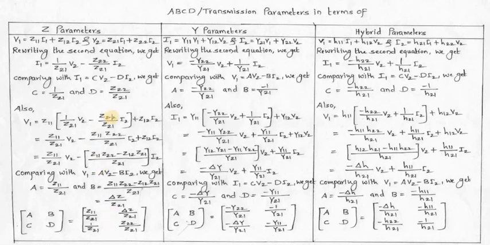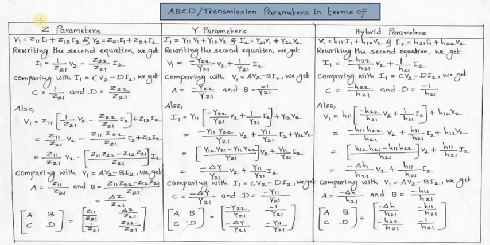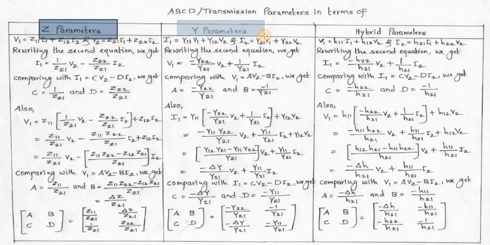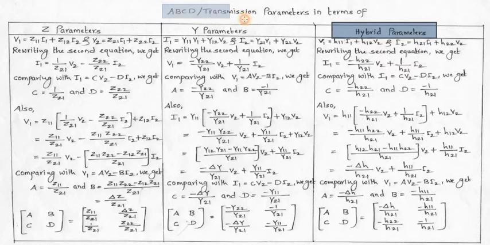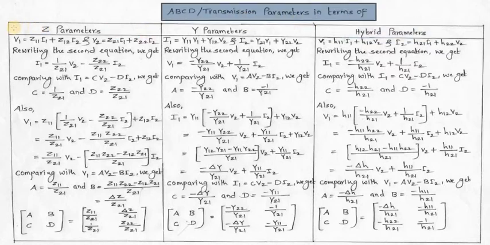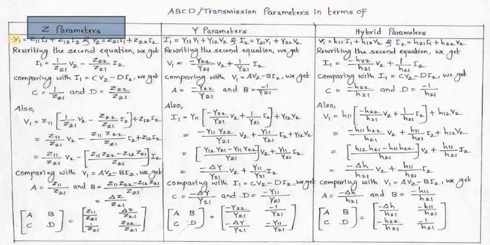Hello students, in this lecture you will learn about finding ABCD or transmission parameters in terms of the other three parameters, which are Z parameters, Y parameters and hybrid parameters. So firstly we will learn about deriving ABCD or transmission parameters in terms of Z parameters. Such a derivation usually appears every time in examination.